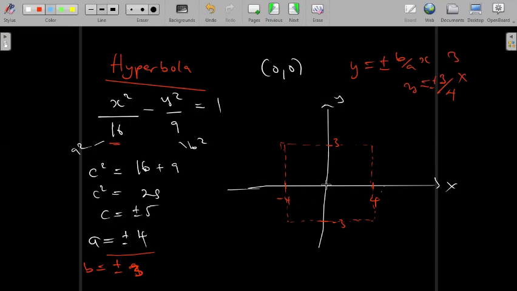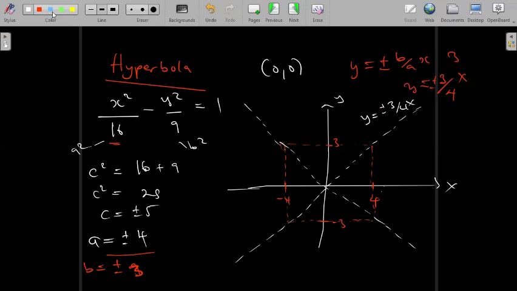So you write that, it's going to pass here, you write it in white. Passing there like that all the way, and going like that there, like that. So this is how your asymptotes are going to be, and you can label them, just label them as plus minus 3 over 4 x.